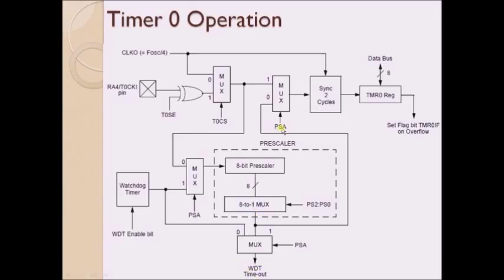If you are programming it to 0, then the prescaler is assigned to the timer, and the output of this is given here. So as it is 0, this input will be given to the synchronous 2 cycles, which will synchronize the incoming clock with the oscillator clock, and then that output clock is given to the Timer 0 register. So this is how the operation of Timer 0 takes place.